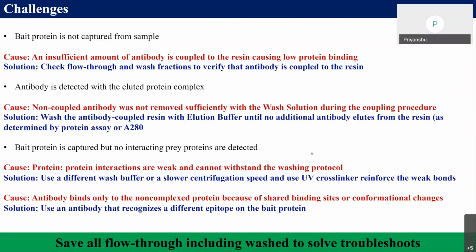And the second important point I can suggest is that you can use a UV cross linker. This UV cross linker is basically used at the cell stage so that every protein present in close contact or close interaction, weak interacting proteins or strong interacting proteins, are all cross-linked. Then there is no issue with the bait protein captured and no interacting prey proteins detected.